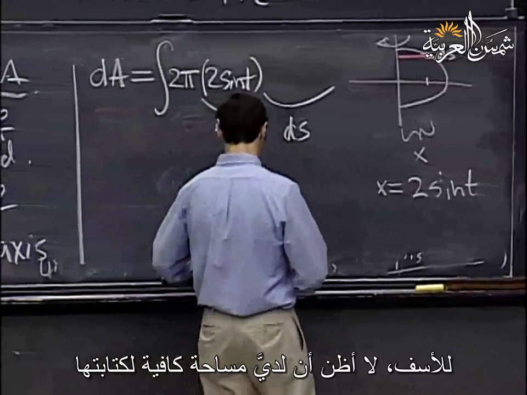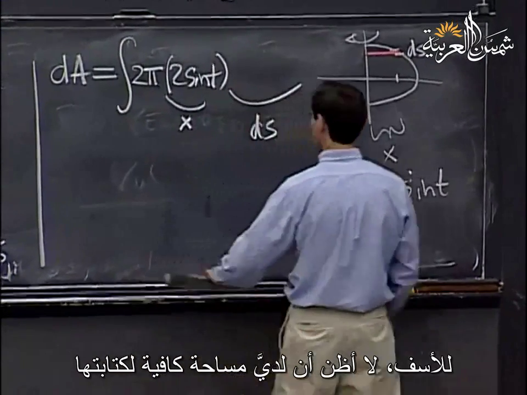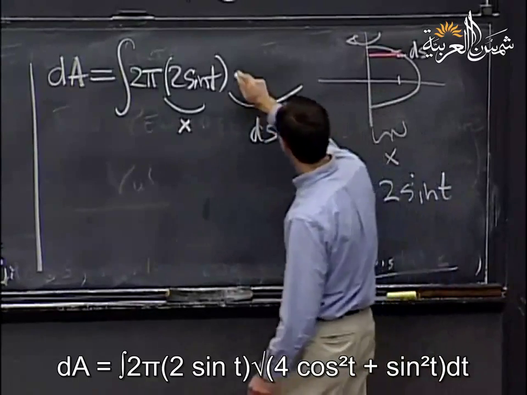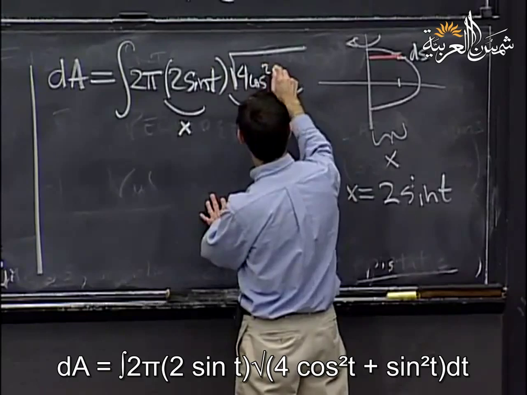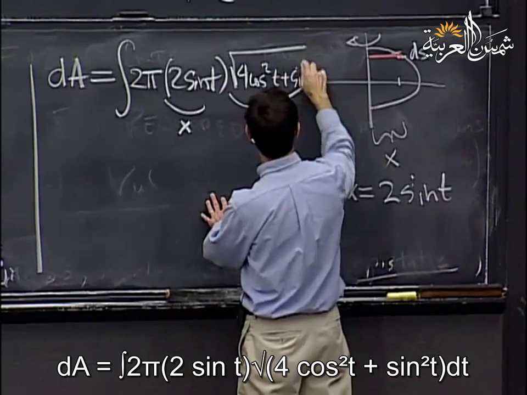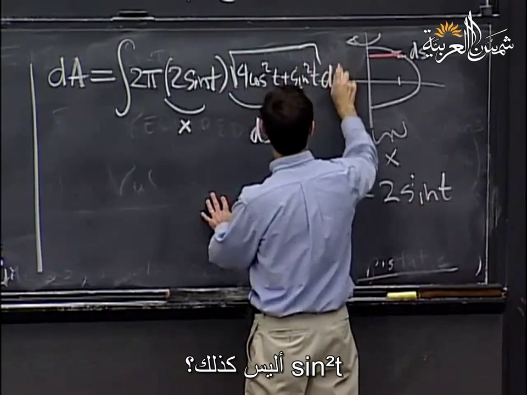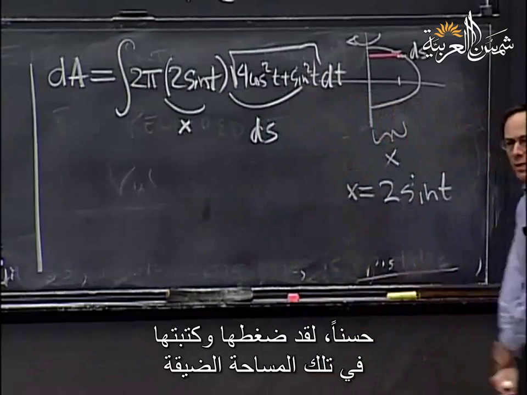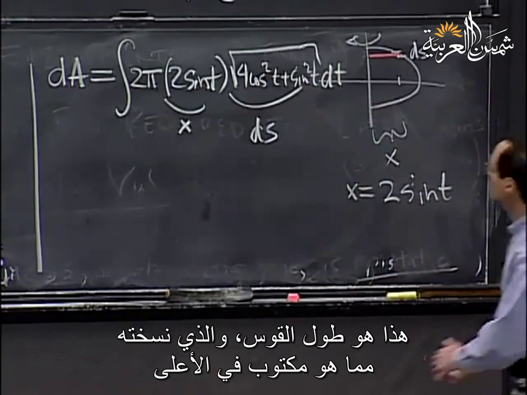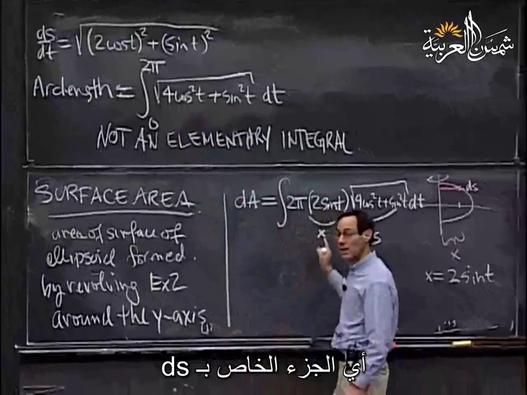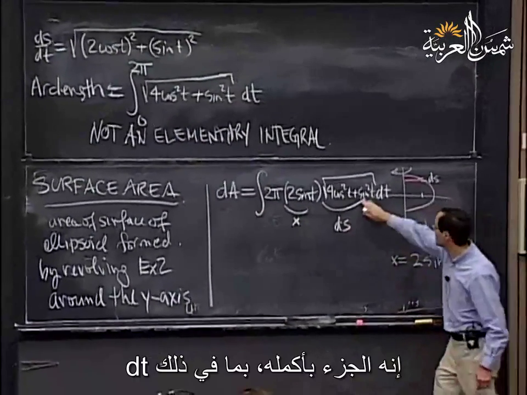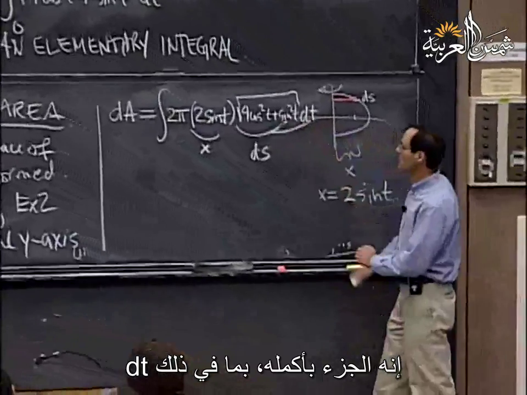So unfortunately, I don't quite have room for it. Plan ahead. Square root of 4 cosine squared t plus sine squared t. Is that what it was? dt? All right, I guess I squeezed it in there. All right, so that was the arc length, which I recopied from this board above. Here, that was the ds piece. Sorry, it's this whole thing, including the dt.